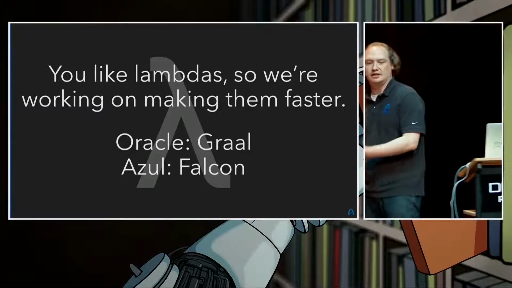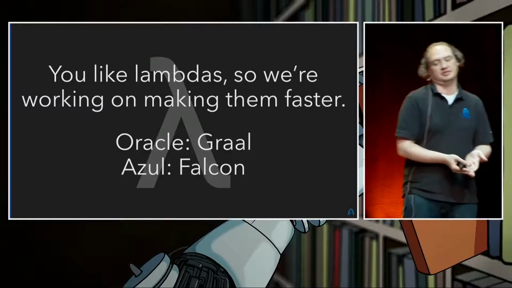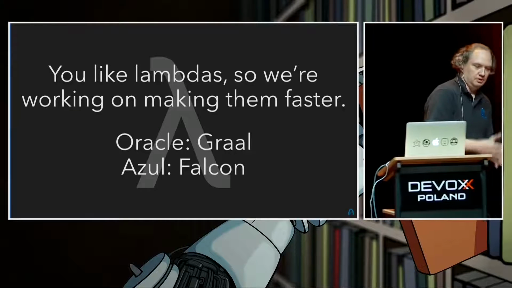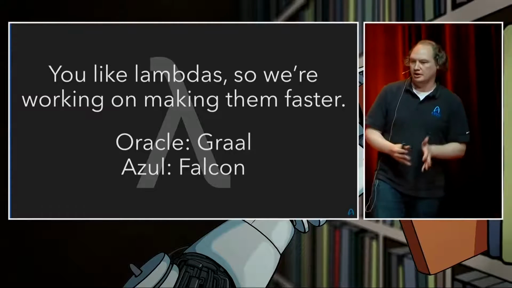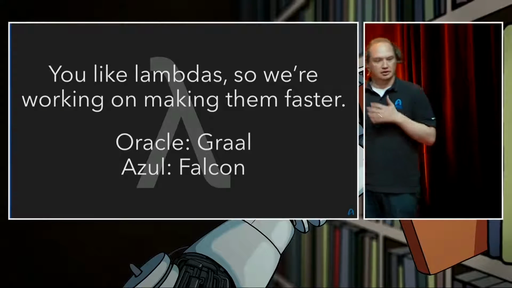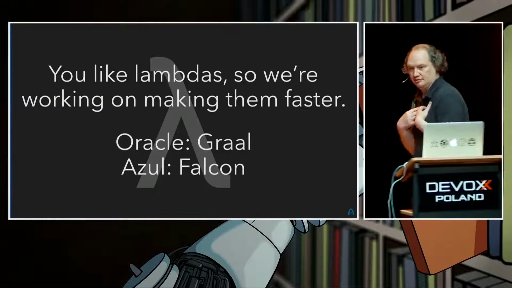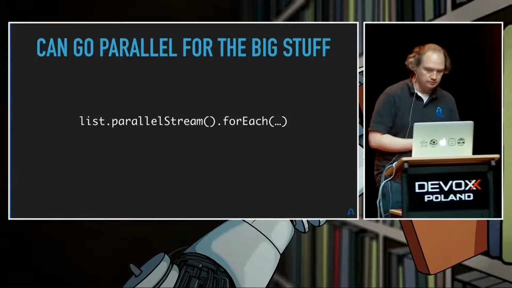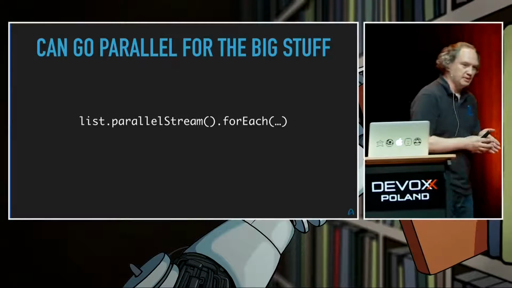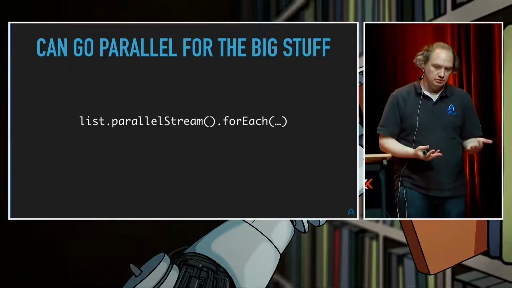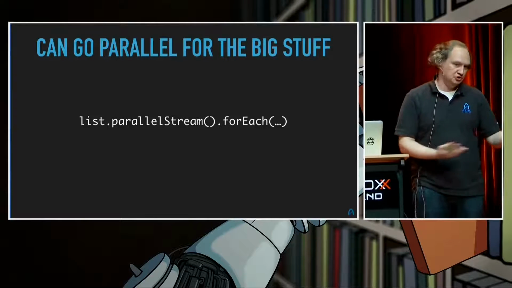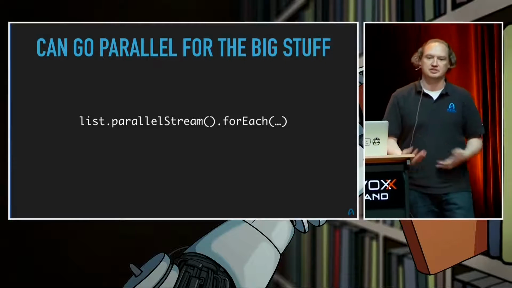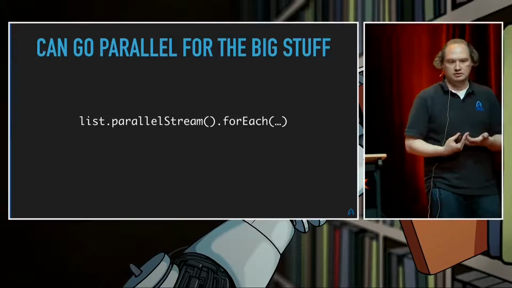So because you like lambdas, we are working on making them faster. They are already faster in Graal. Many of the cases are faster in Azul's VM with our new JIT called Falcon, and we're working on making them that much better. You like streams? I really like streams myself. I want to see them be fast. And of course, the other nice thing about streams is if you have to, you can go parallel. You shouldn't do this for a tiny stream, but if you have a really big collection, you can go parallel, and that's a much easier change to make. I think that's nice.